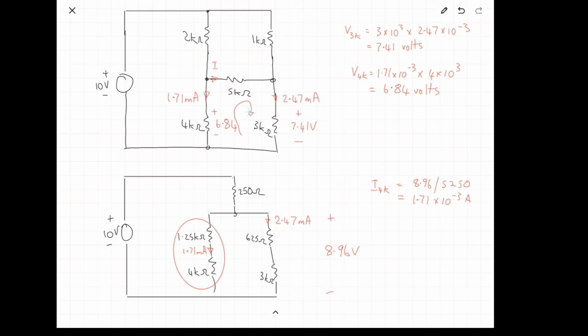Getting a bit busy, I know. So let's just write it. I'm going to write plus minus V5. We have 0 equals negative 6.84 plus V5 plus 7.41. If we do our algebra, we end up with V5 equals negative 570 millivolts.